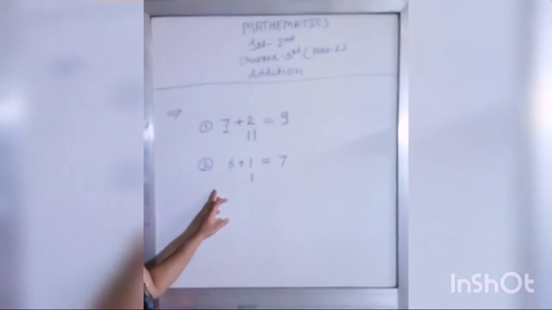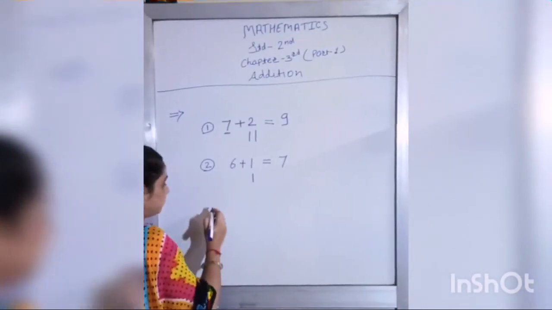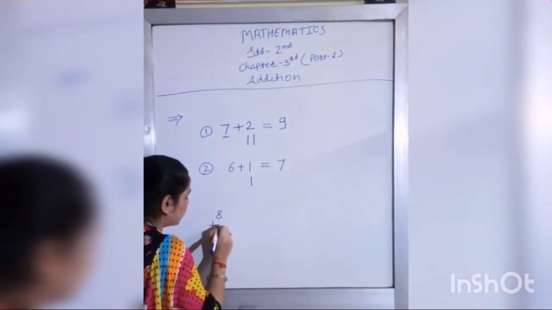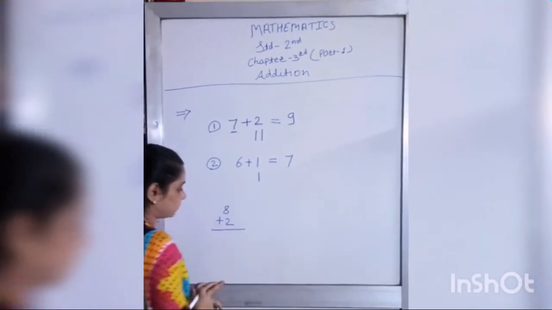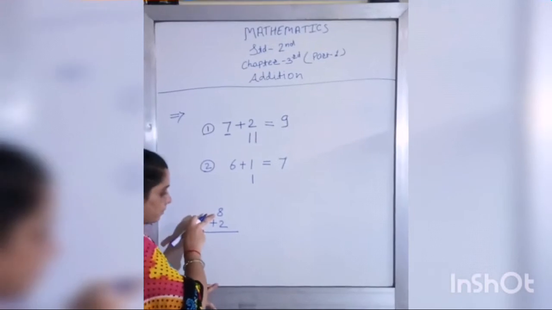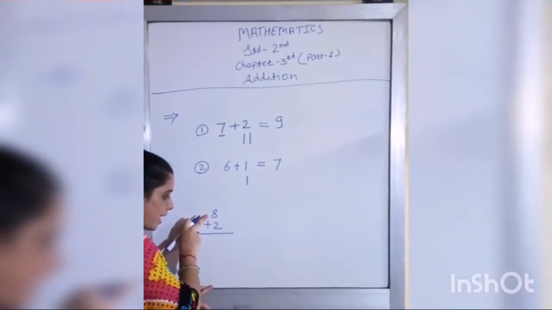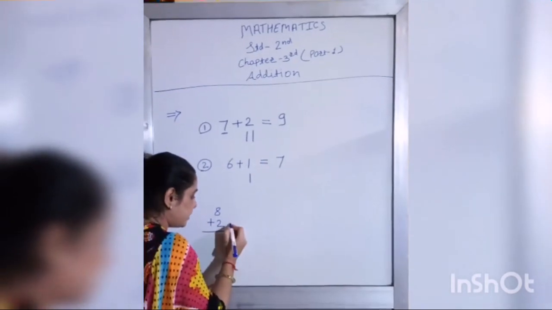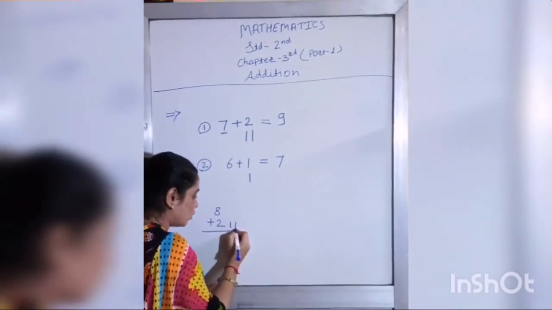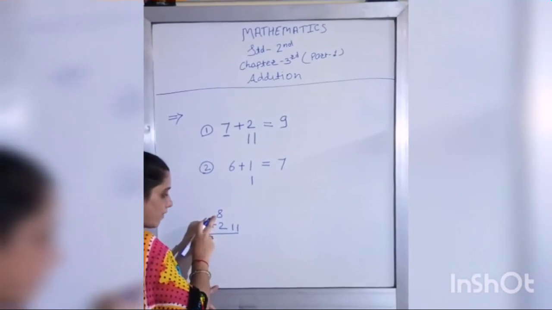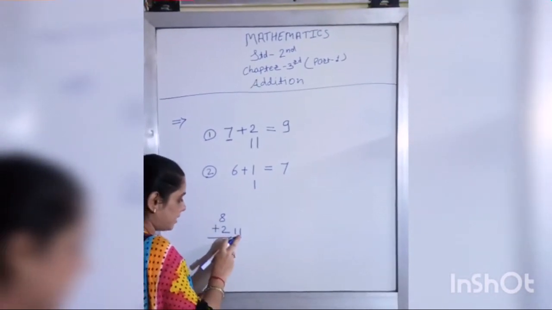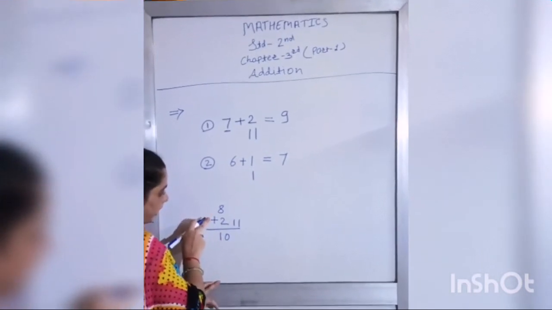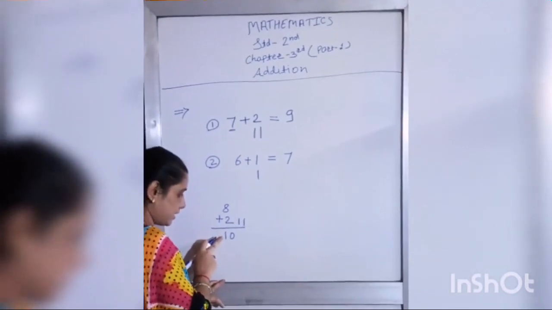We can add also vertically. 8 plus 2. See here, the big number is 8. Keep in mind, the next number is 2. Draw 2 lines. 1, 2. Count after 8. 9, 10. The sum of 8 plus 2 is 10.